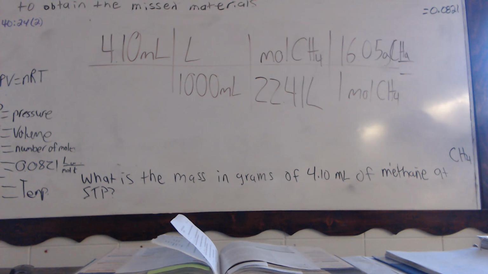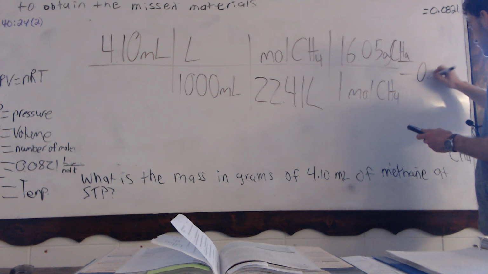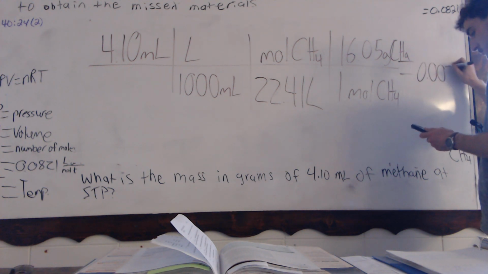And you guys can do that math. We've done it a million times. So you take 4.1 times 16, divided by 1,000, divided by 22.4. STP always works. The ideal gas law always works too.